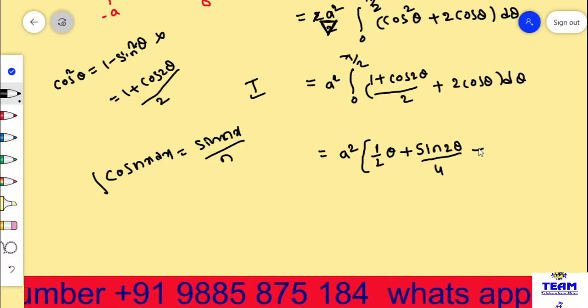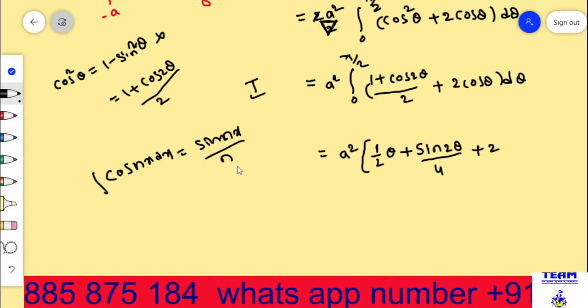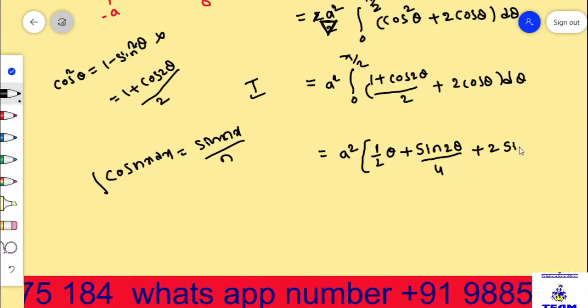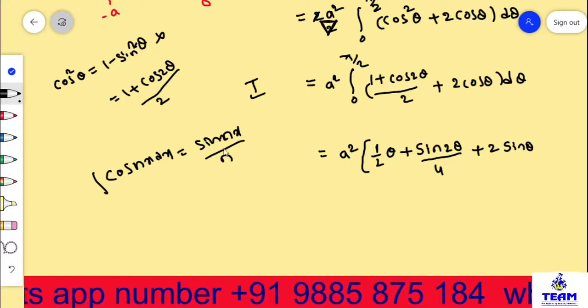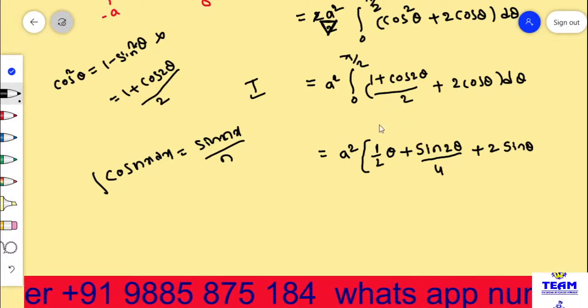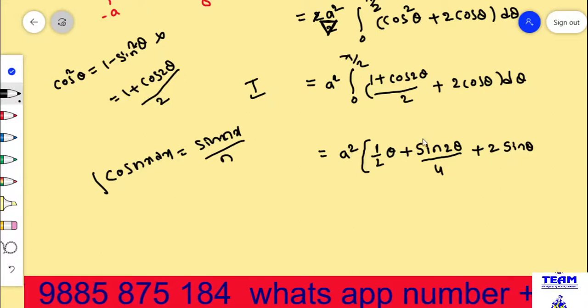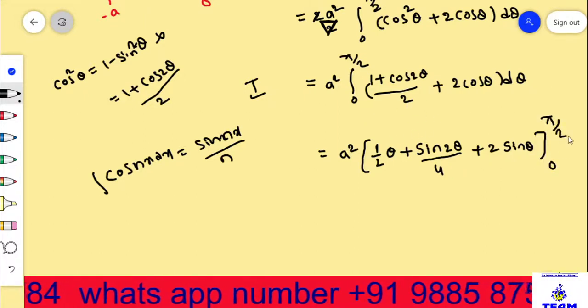Plus 2 into the integration of cos theta, which is sin theta by 1, so this is sin theta. I will repeat: cos 2 theta integration is sin 2 theta by 2, and already you have 2, friends. A plus b by 2 is nothing but a by 2 plus b by 2. That's it. Now the limits are 0 to pi by 2.